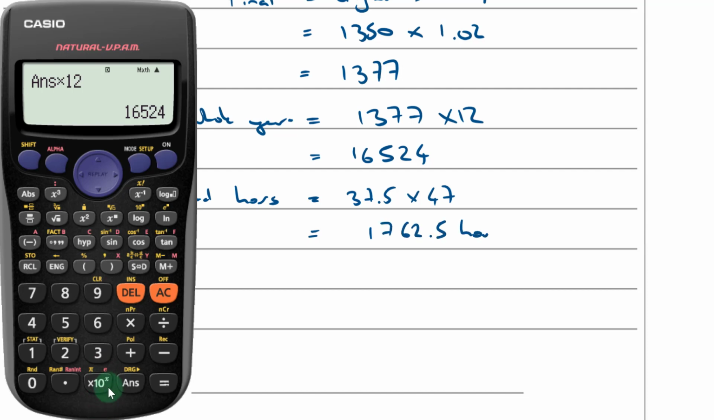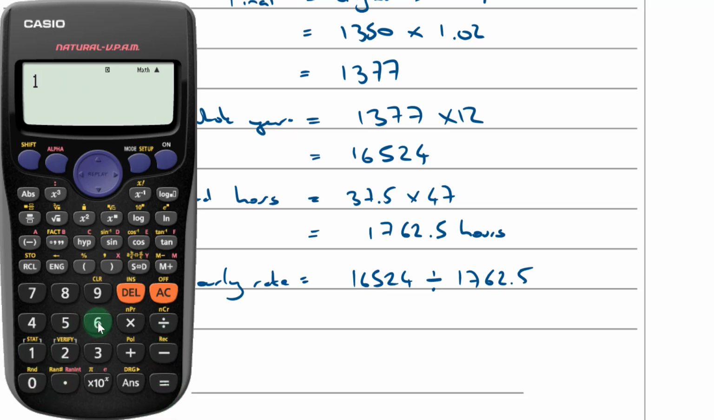1,762.5 hours worked. So his total pay for the year was 16,524, and he's worked for 1,762.5 hours. So his pay per hour, so his hourly rate, is going to be the amount he earned in total divided by the number of hours he worked. Okay, so again, just tap that into the calculator.